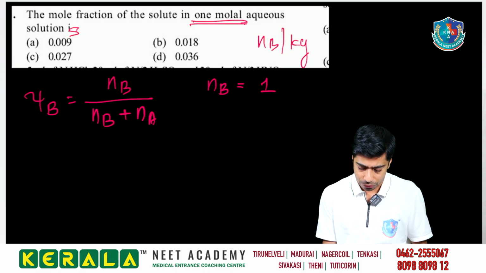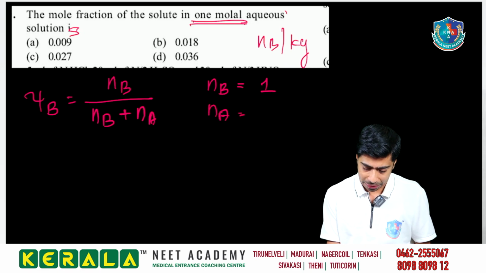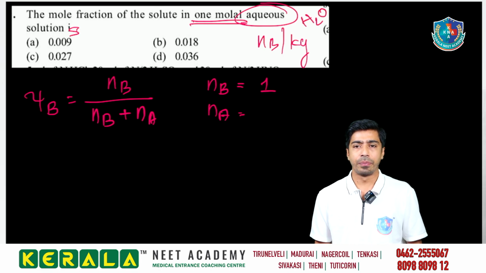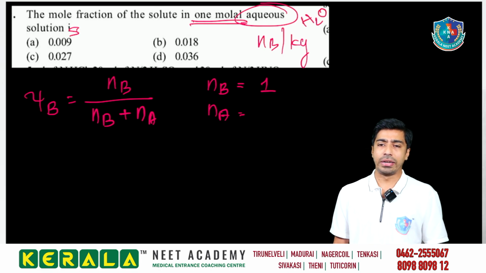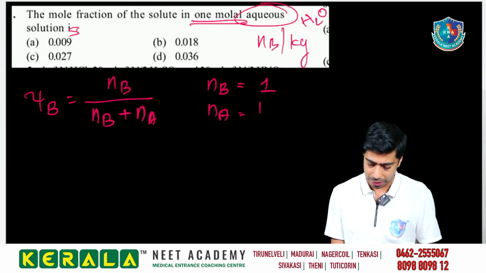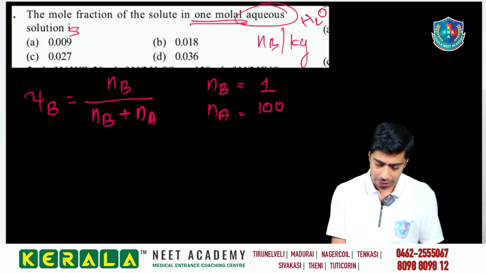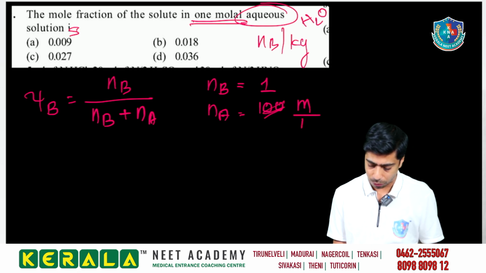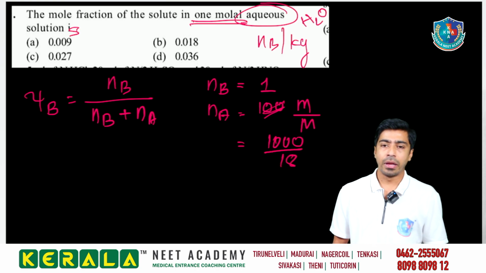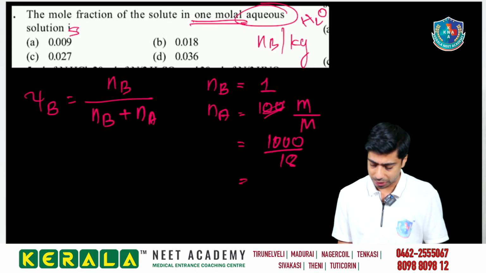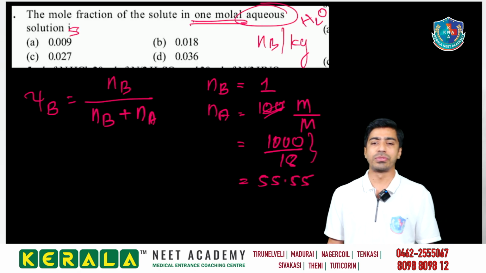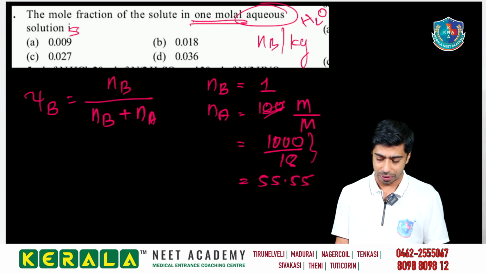And then the number of moles of solvent, Na. It is mentioned as aqueous. Aqueous means the solvent will be water. And also in 1 kilogram of solvent, 1 kilogram means 1000 grams. So Na is equal to given mass divided by molar mass, that's equal to 1000 divided by 18. And try to remember the value, that's equal to 55.55, because this 1000 by 18 always comes in calculations in chemistry.